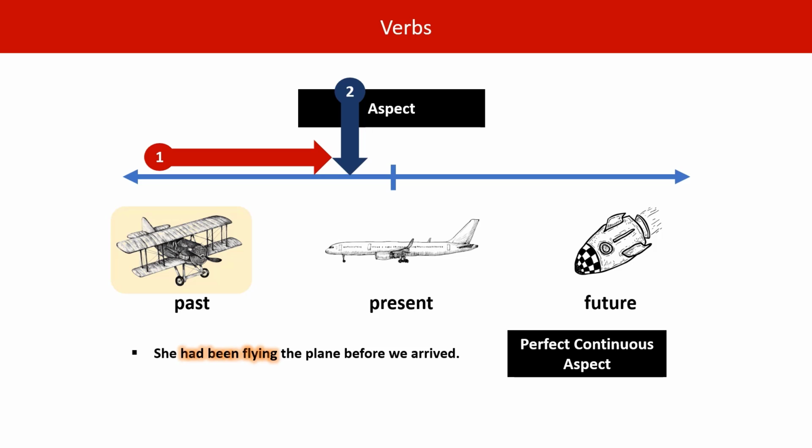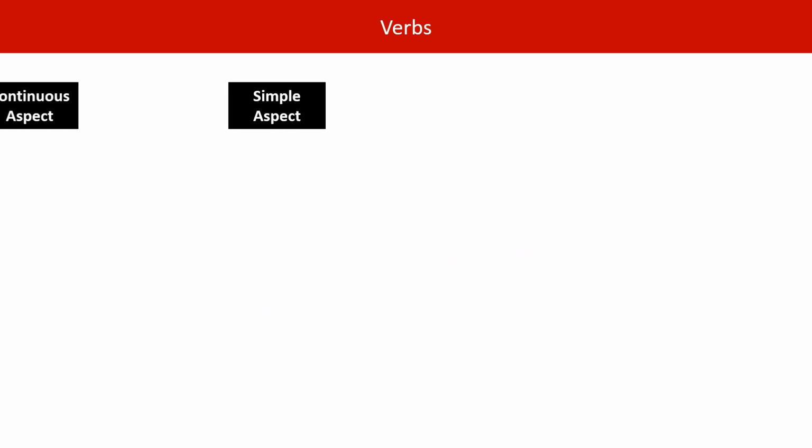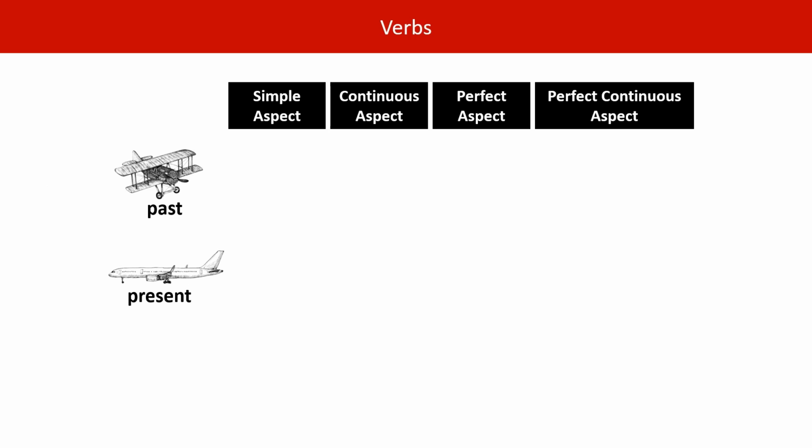Okay, we have a whole page on aspect, but just be aware when you're studying verbs, there are lots of important terms that are associated with verbs. So far we've done tense and aspect. Let's just put them up. So we have 4 aspects and 3 tenses.